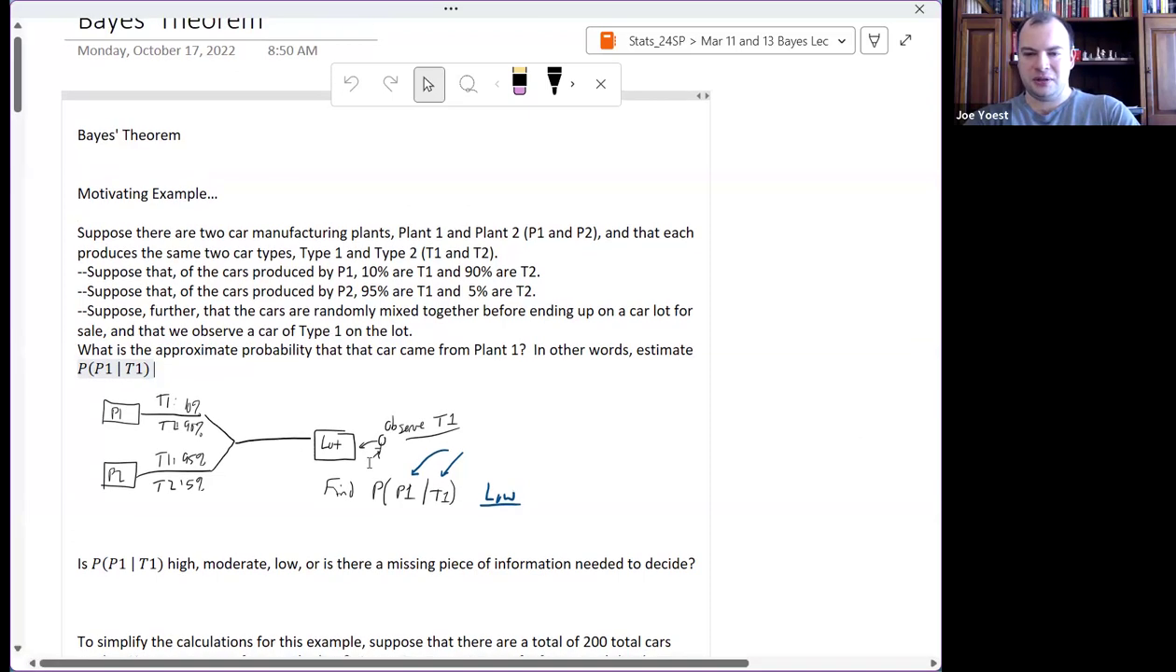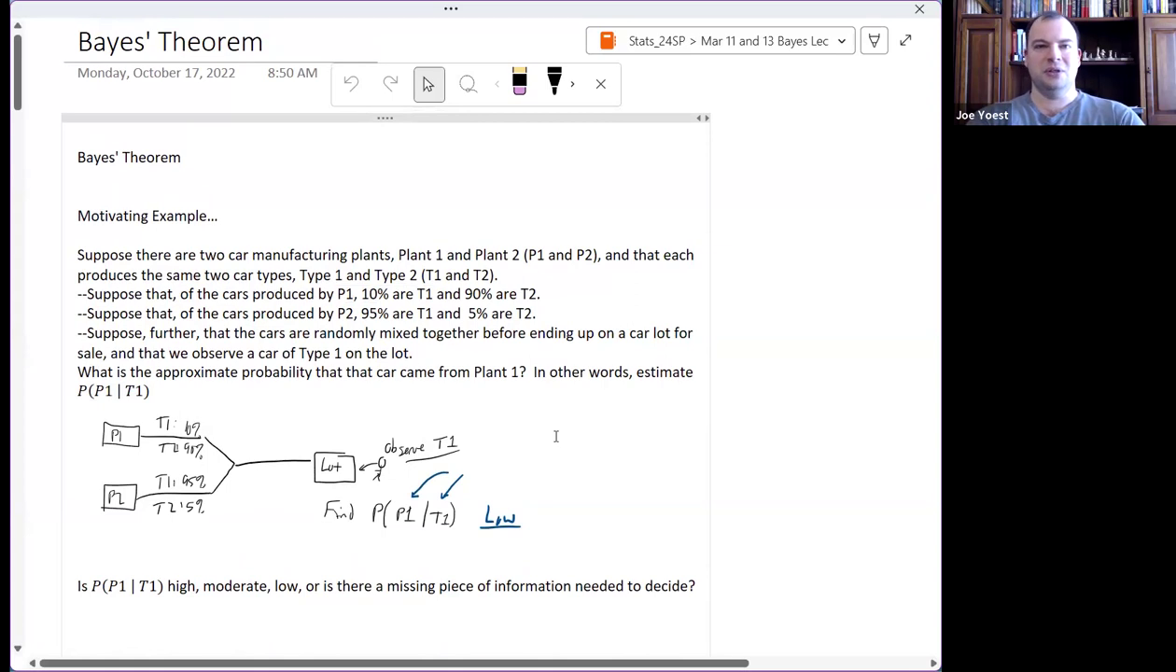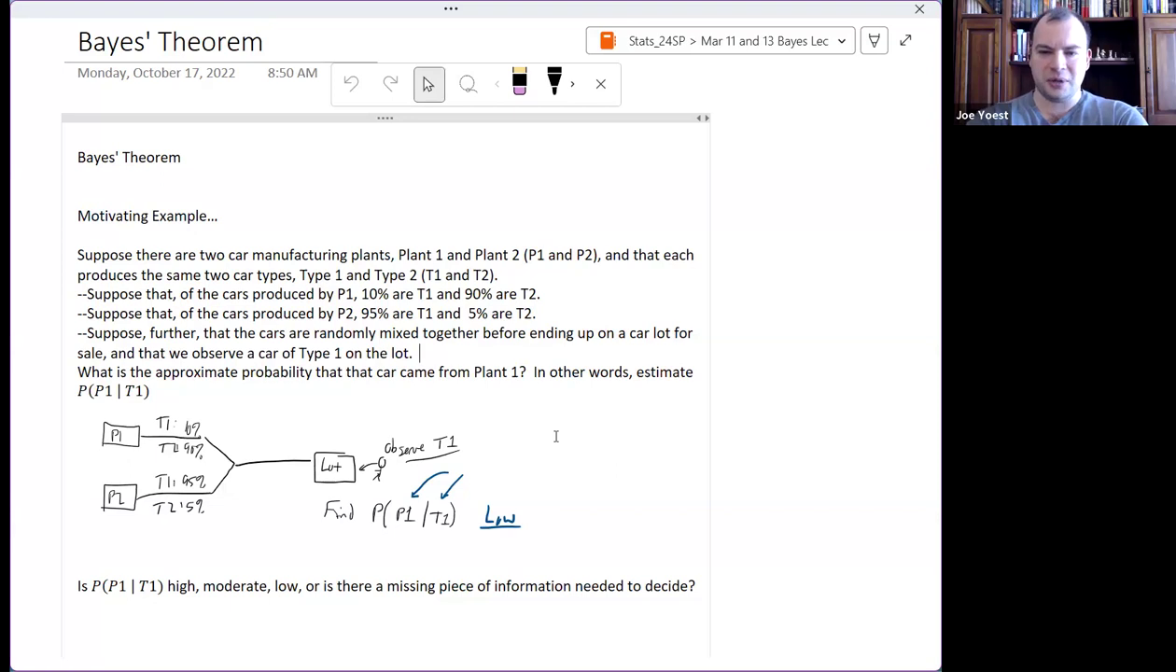We'd like to estimate this, and what a lot of people would do is look at this and say, well, plant 1 doesn't make a large proportion of Mustangs, plant 2 makes a large proportion of Mustangs, so obviously this probability is low. There was an economist, maybe psychologist, Grether, who did experiments with these kinds of things where he would ask people similar questions and ask them, is the probability low, moderate, or high? And in a situation like this, most people would say the probability is pretty low.